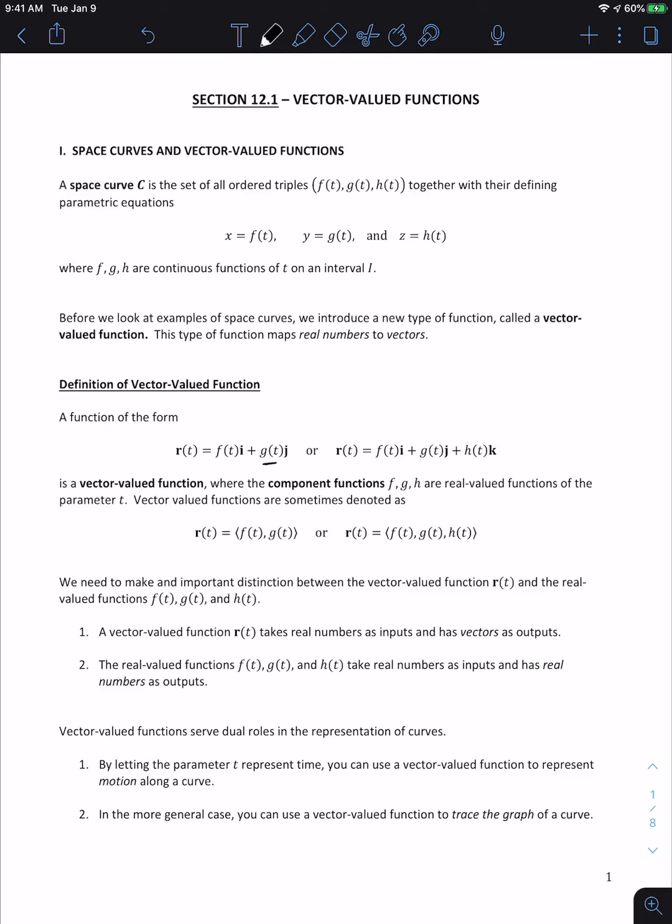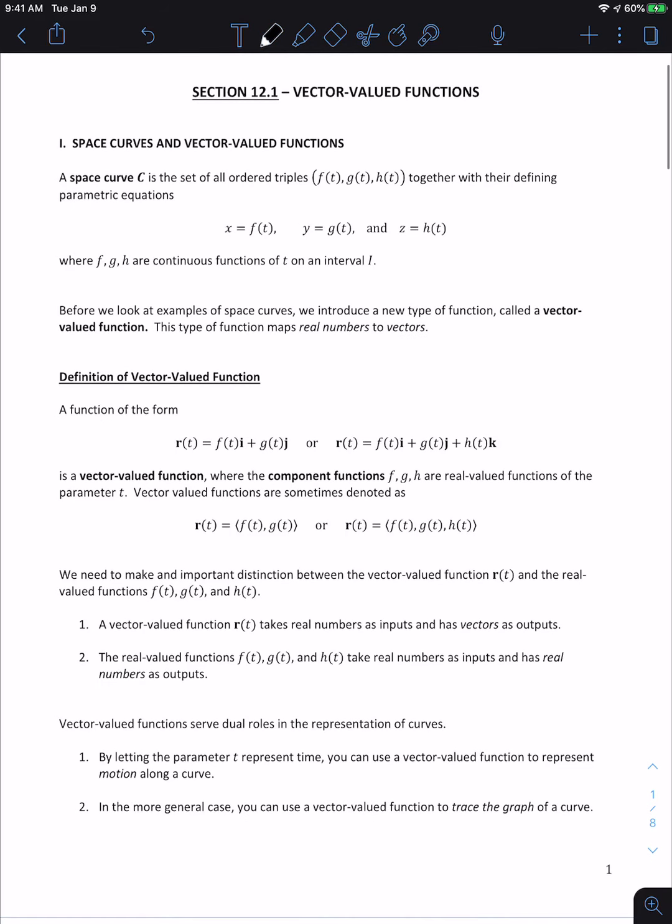Okay, so we need to make an important distinction between vector valued functions, boldface r of t, and the real valued functions f of t, g of t, and h of t. So the vector valued function takes in real numbers as inputs. It takes in t values as inputs. And then what does it output? It outputs i, j, k, right? It outputs a vector, right? The real valued functions, which are f of t, g of t, and h of t, take in real numbers and put out real numbers, right? And then that real number becomes the component, the i or j component.